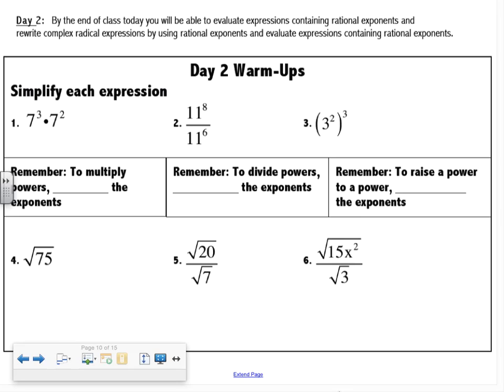If you have two bases that are the same, like you do in number one, you're able to combine the exponents by adding. So you would end up with 7 to the 5th. On number two, if you have two like bases, where one's in the numerator and one's in the denominator, you can apply the quotient rule to subtract the exponents.